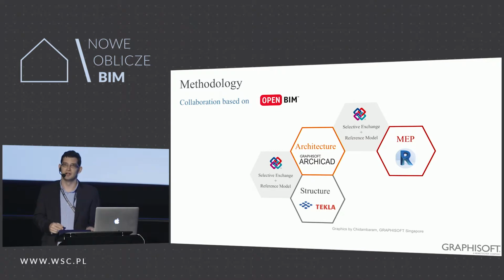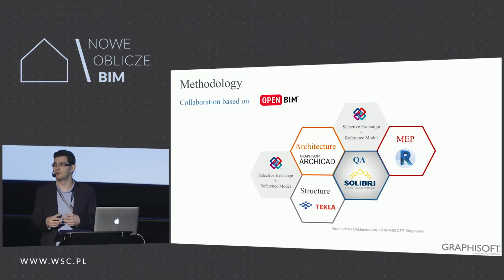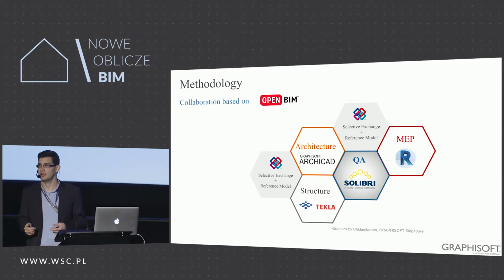And of course, the MEP engineer, the building systems engineer, also joins the project with a similar workflow, selective model and data exchange, and the reference model concept. And they exchange models, the architect and the MEP engineer. And then when we have the models from all the three disciplines, this can be combined, for example, in Solibri, to do checking, clash detection, and to do quality control of these models.